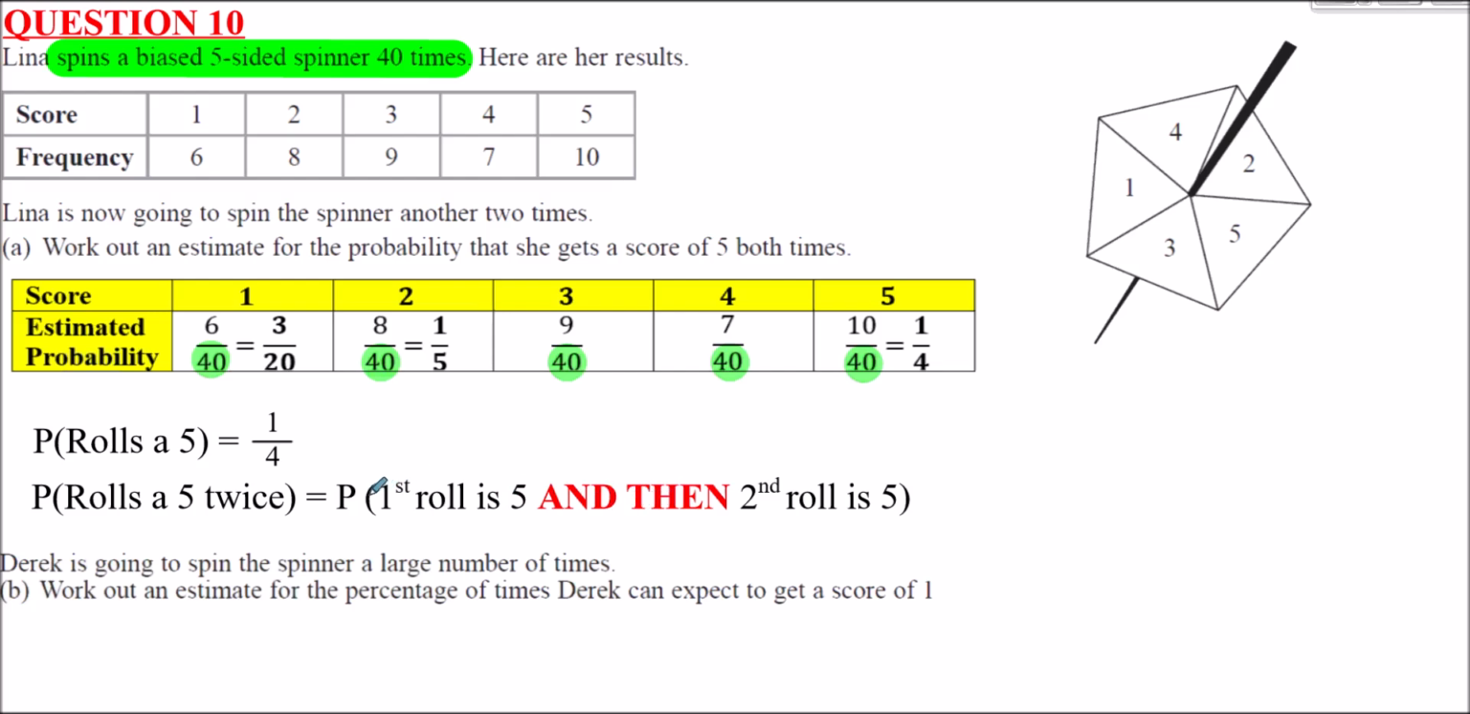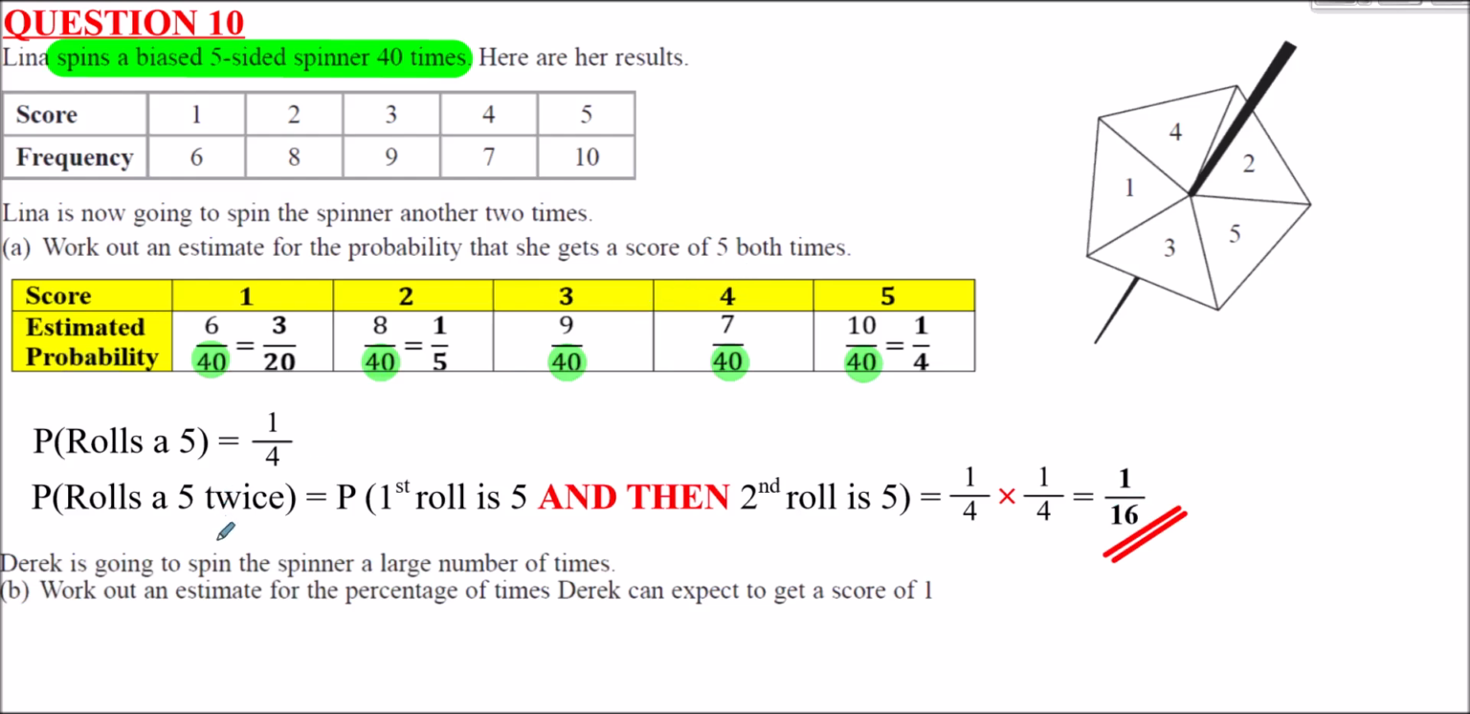So it's the probability of rolling a 5 on the first one, which is a quarter, multiplied by the probability of spinning a 5 on the second one, which will also be a quarter, because this spinner isn't going to get damaged or changed in between the 2 rolls, so you assume the probability is going to be fixed. So 1/4 for the first spin, multiplied by a quarter for the second. 1 multiplied by 1 is 1, 4 multiplied by 4 is 16. So a quarter times a quarter is 1/16. That's our estimate of a probability that she scores a 5 both times.